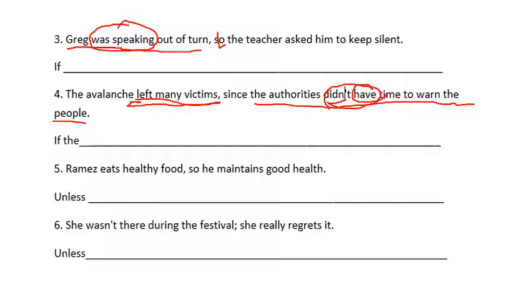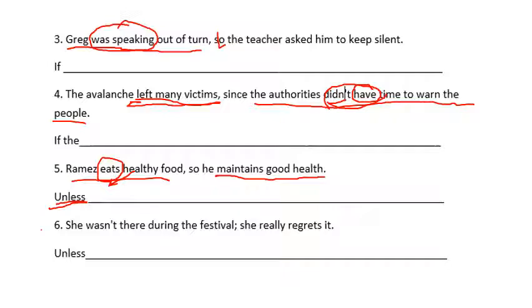Ramesh eats healthy food, so he maintains good health. The cause is Ramesh eats healthy food. Present simple. Move back in the timeline to past simple and put it in the negative. But look at this, unless. Here the cause is with the unless. Unless Ramesh, do I say didn't eat? No, because we cannot have a double negative. This means if not. Unless Ramesh ate healthy food, he wouldn't, this is positive, I put it in the negative, he wouldn't maintain good health.